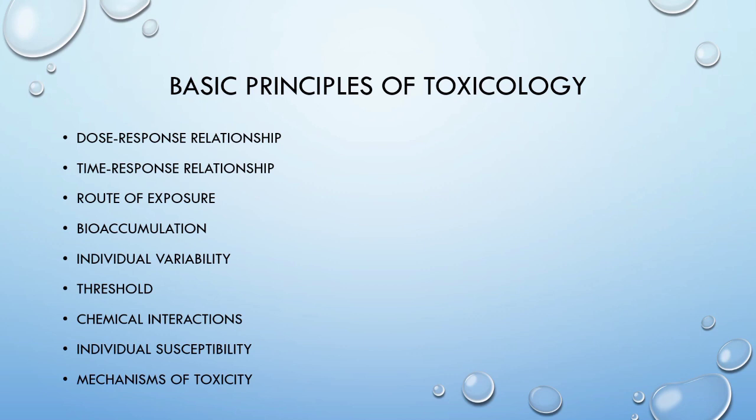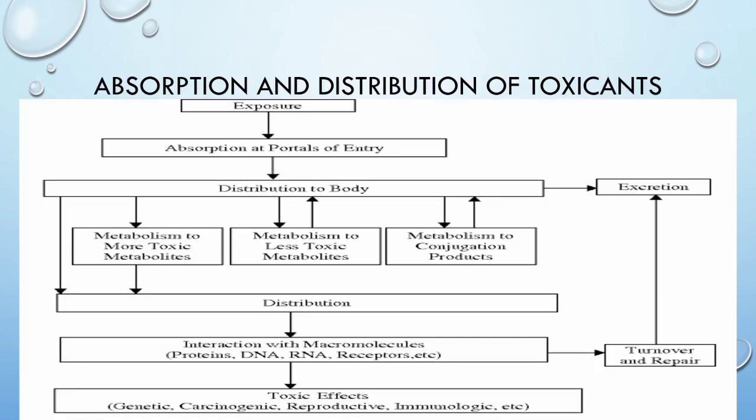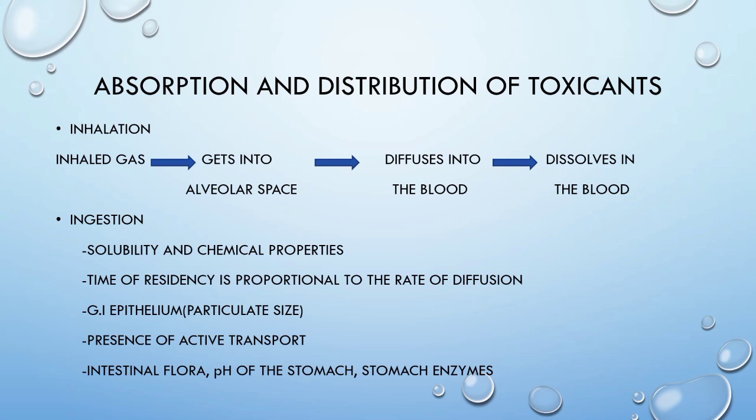It could cause damage to the DNA, it could affect enzyme function, and it could also disrupt cell signals. Now, the absorption and distribution of toxicants: how they are absorbed and how they are distributed in the body to exert their toxic effects. We'll be looking at this further in other videos, but absorption will be treated in this video, so let's get into that. Absorption of toxicants and their distribution.